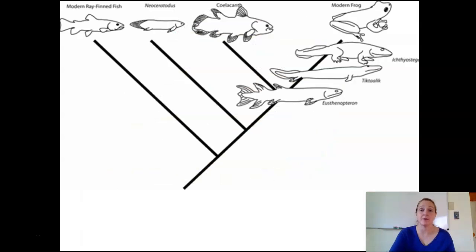So we're looking at another phylogenetic tree here, and in this case we're expanding it out a little bit longer. We can still see Tiktaalik connected all the way over to our modern day frogs, but we see that connection over to fish like the coelacanth. And the coelacanth is one of those really unusual fishes.